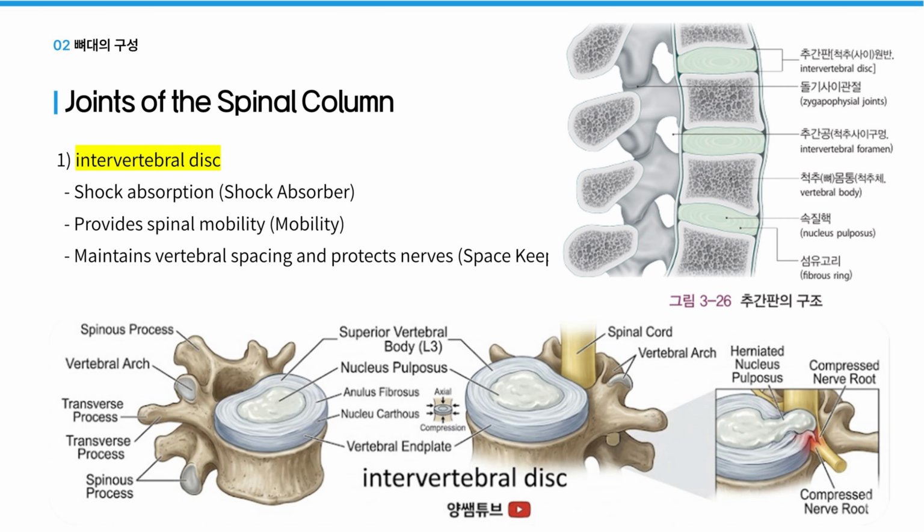Third, it's a space keeper. It maintains the gap between the vertebrae, and that gap is exactly where the spinal nerves exit, through the intervertebral foramen. So the disc is what protects those nerves.